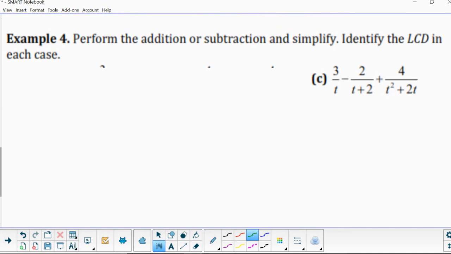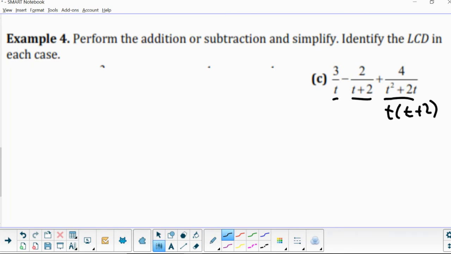All right, so for C, we have 3 different rational expressions we need to combine. So this one's going to be even more fun. We don't need to worry about the T because that's basically factored. So we've got to factor this one right here. Hopefully we look at that and say, well, I've got a T in common. So it's T times T plus 2, right?